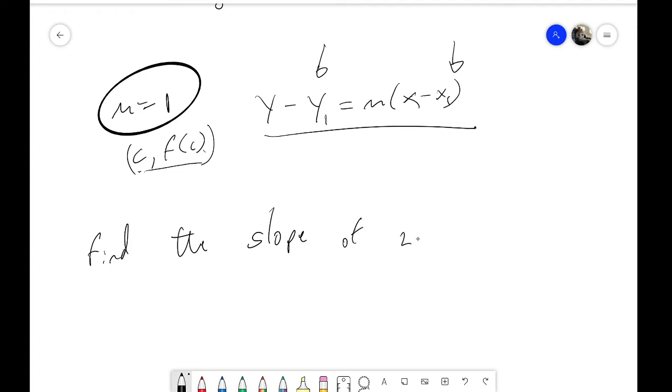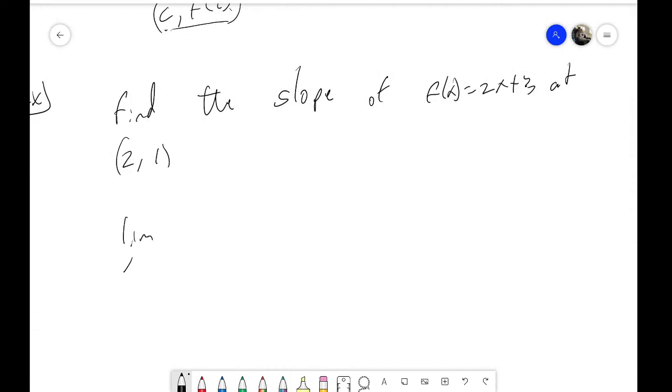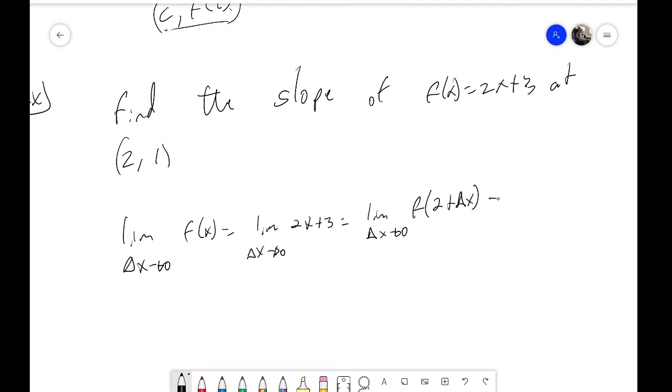Find the slope of f of x equals 2x plus 3 at the point 2, 1. And what I had written down was this. The limit as delta x goes to 0 of f of x is the same thing as the limit as delta x goes to 0 of 2x plus 3, which is the same thing as the limit as delta x goes to 0 of f of 2 plus delta x minus f of 2 divided by delta x.